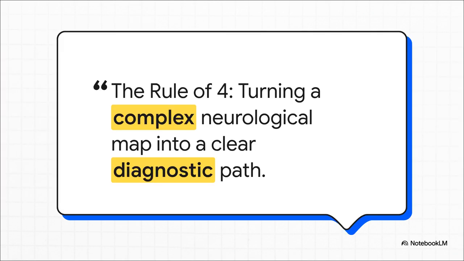And that's really the power of this tool. The Rule of 4 takes this incredibly complex neurological map and turns it into a clear, logical diagnostic path. It leads to faster, more accurate diagnoses. It's a perfect example of how an elegant little trick can help us master complexity. So the next time you face a complex puzzle, ask yourself, is there a simple rule, just like this one, that's just waiting to unlock the answer?